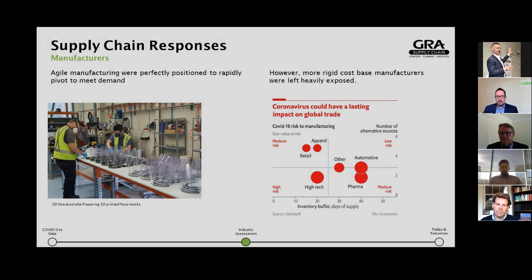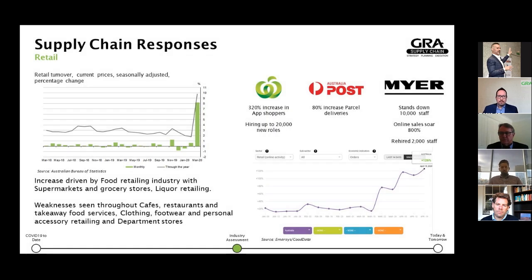What we also saw is that nimble or agile manufacturers tend to do quite well in the situation. So ones that were able to pivot fairly efficiently, retool and change over, whereas manufacturers with more of a rigid cost base were left more exposed. So again, there's an argument around this question of efficiency as opposed to being a little bit more nimble. Again, it's a thing that we see coming up quite a bit in discussions around supply chain moving forward.